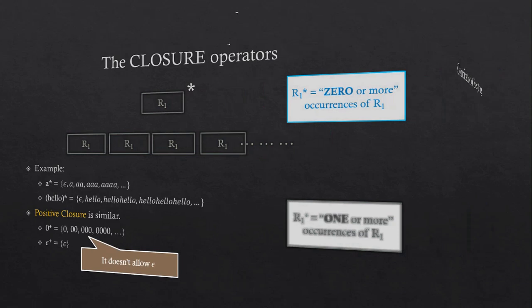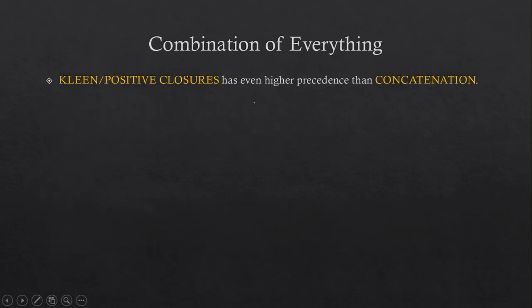Anyway, let's see a few examples combining everything. Star closure or positive closure has even a higher precedence over concatenation, which means we have to do the closures first and then concatenation and then OR. In this example here, we have A or B star and concatenate the whole thing with C. So I cannot take A or B whole star. The B star has to be calculated separately. So if I take A from here and concatenate with C, I get AC.